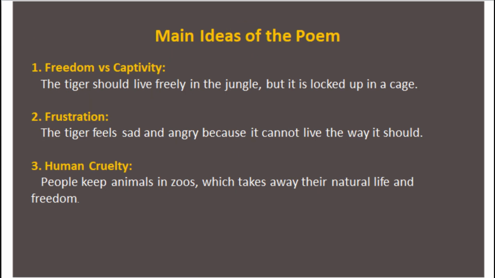So, what are the main ideas in this poem? First, freedom versus captivity. The tiger should be free in the jungle, but it is locked up in a small cage. Next, frustration. The tiger is angry and sad because it can't live the way it should. And lastly, human cruelty. Humans put wild animals in zoos, taking away their freedom and natural way of life.